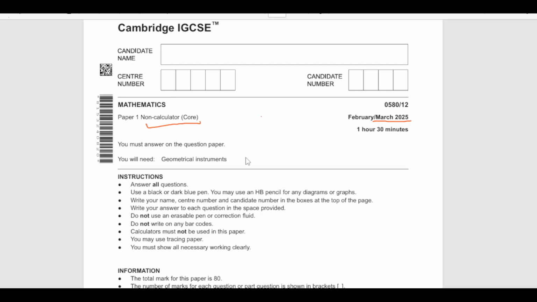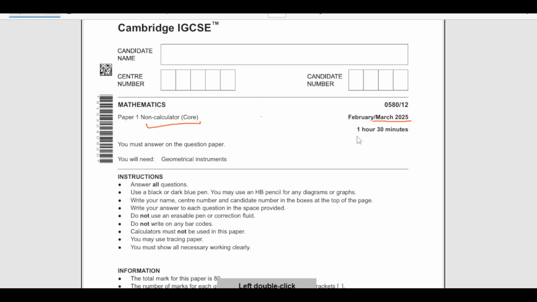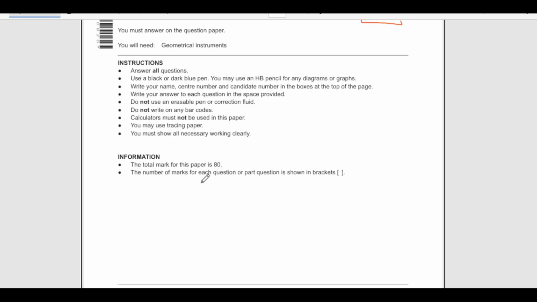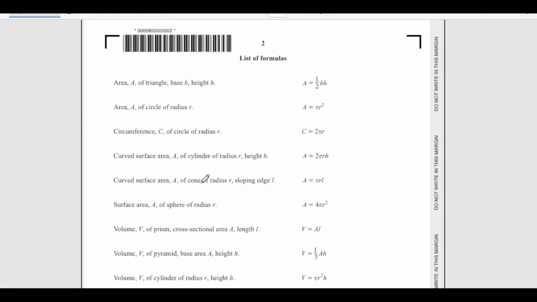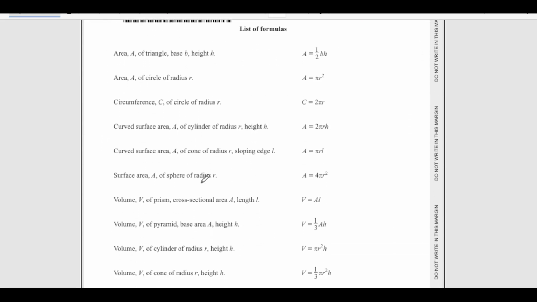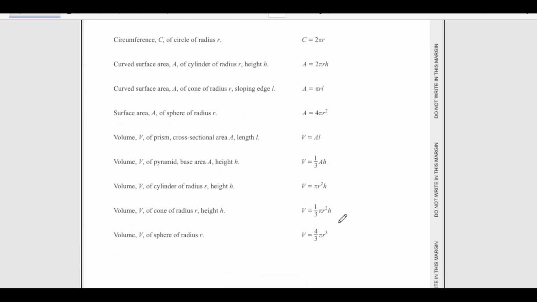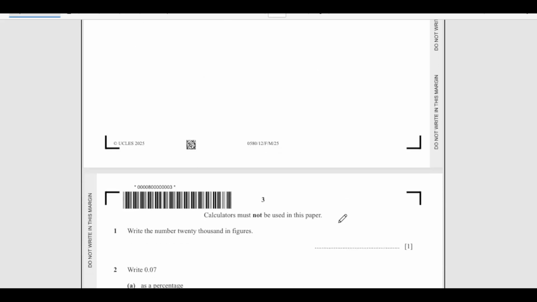Today we are going through Cambridge IGCSE paper 1 for core students. The time to complete this paper is 1 hour 30 minutes and you are not allowed to use a calculator in this, and you can see the other instructions. Here you will have the benefit that you will get these formulas, so you need not remember or cram them. You can see this is the list that you will be given during exams.